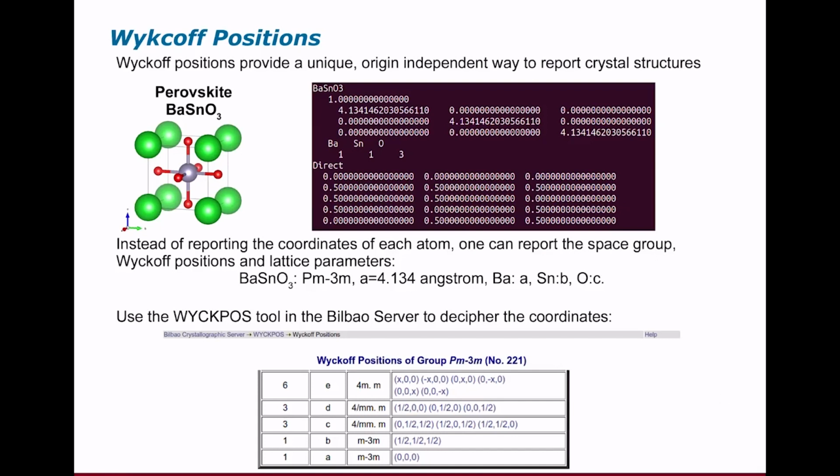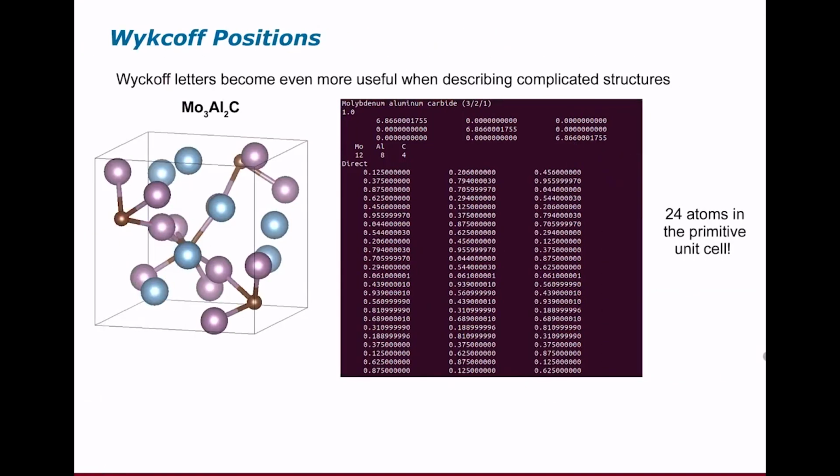It's too much information. I need to refer to an extra table and so on. But once you move on to more complicated structures, this actually becomes extremely useful. So this is a very interesting compound. I like calling this crystal structure a monster because it has a very large unit cell. The primitive unit cell, the smallest repeat unit of the crystal, has 24 atoms in it.